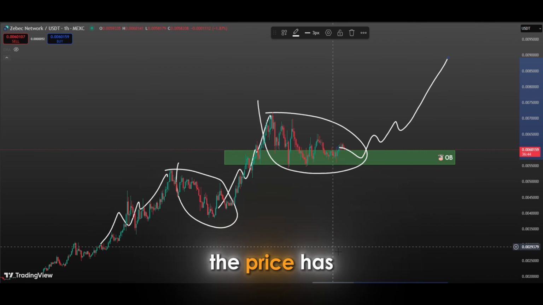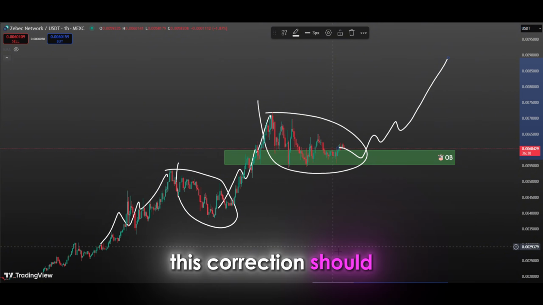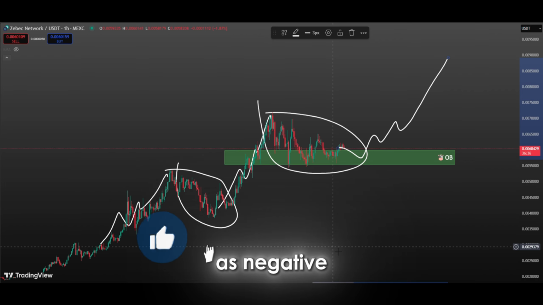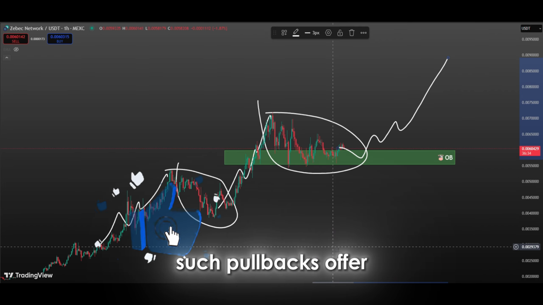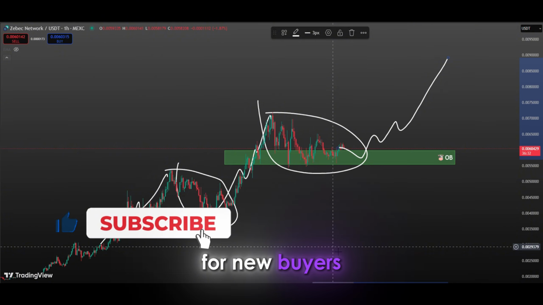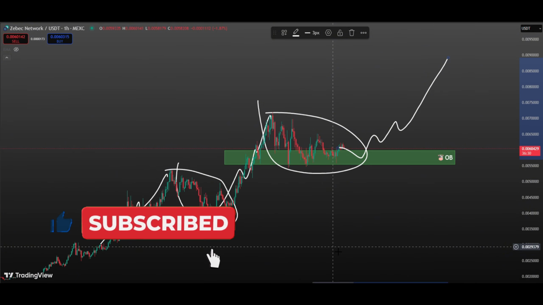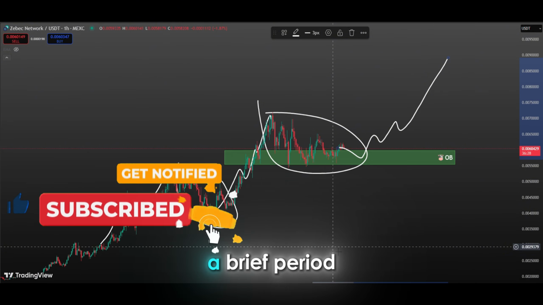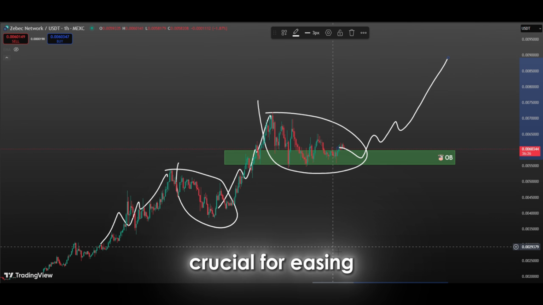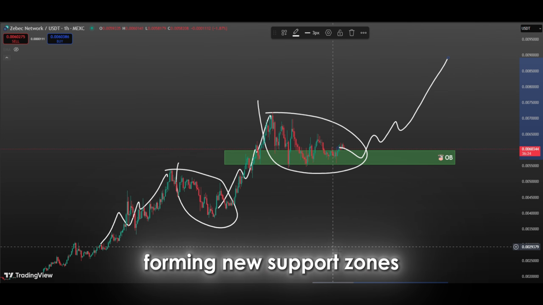In other words, the price has recently made another meaningful upward move and has since entered a phase of slight decline. However, this correction should not be interpreted as negative. On the contrary, such pullbacks offer healthy opportunities for new buyers to enter the market. In a rising market, a brief period of consolidation is crucial for easing overbought pressure and forming new support zones.